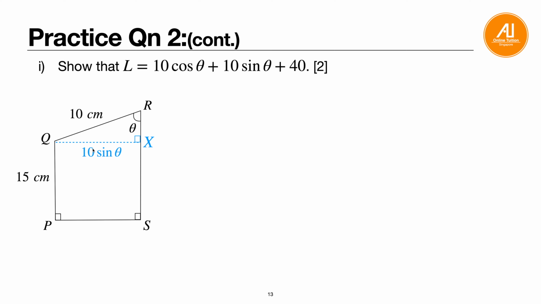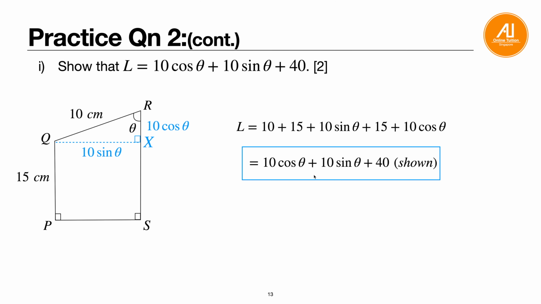So this 10 sine theta, you can label here. This is 10 cosine theta. And then you can figure out L equals to what? 10 plus 15 plus 10 sine theta plus 15 again plus 10 cosine theta. Then just add up everything, arrange nicely according to this form shown. 10 plus 15 plus 15 is 40.